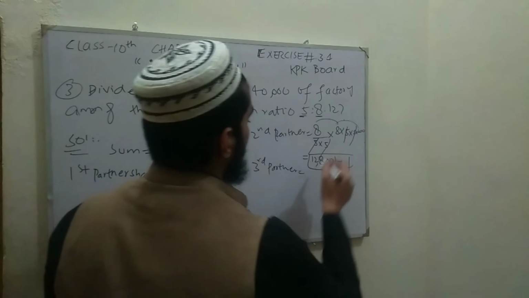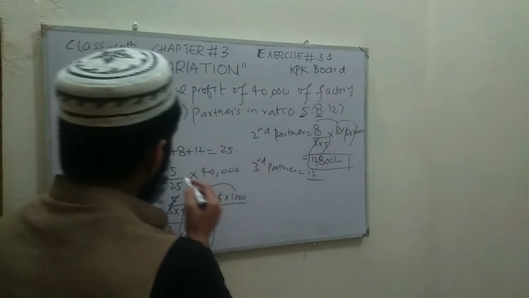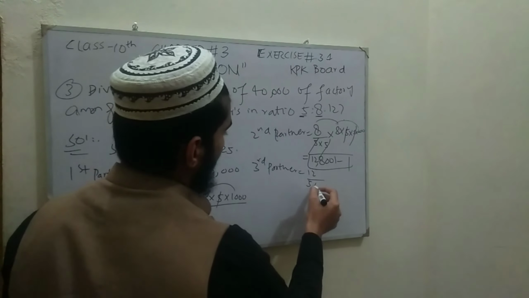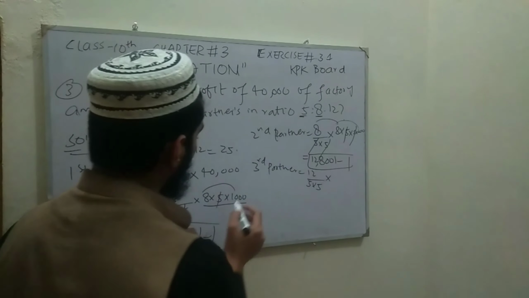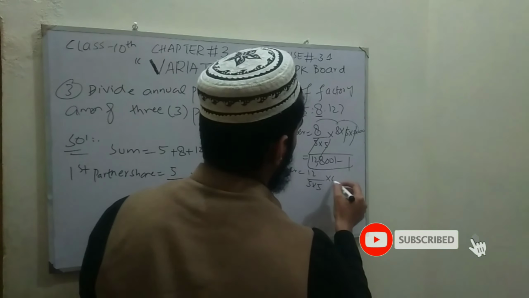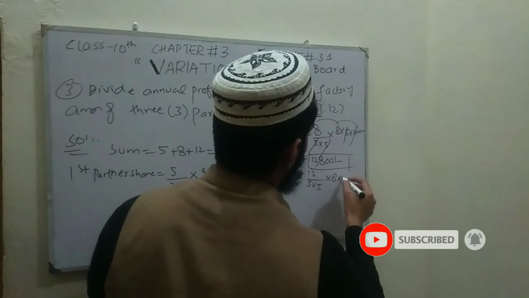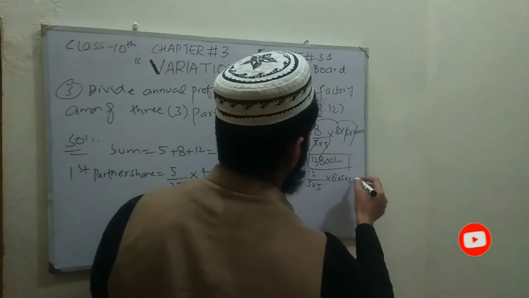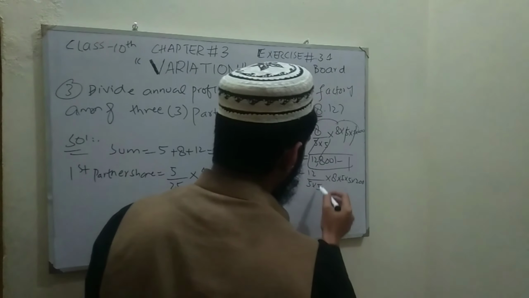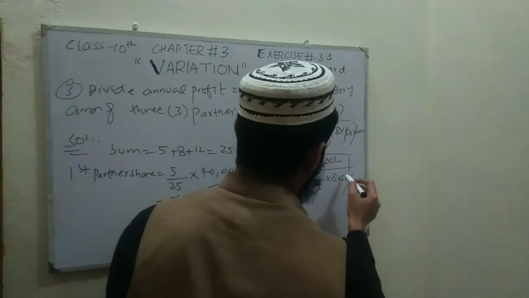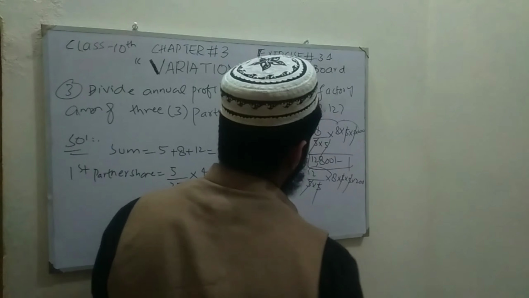Using the same property for the third partner, the given ratio of the third partner is 12 divided by 25 as the total ratio, which can be written as 5 multiply 5. Multiply total share is 40,000, which can be written in this form, 8 multiply 5 multiply 200. 5 is cancelled out with 5 and 5 is cancelled out with 5. 12 multiply 8 gives us 96.